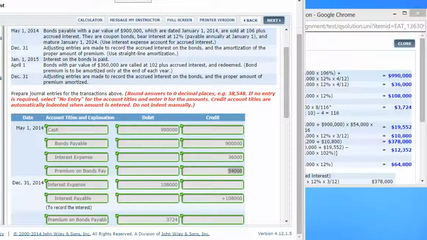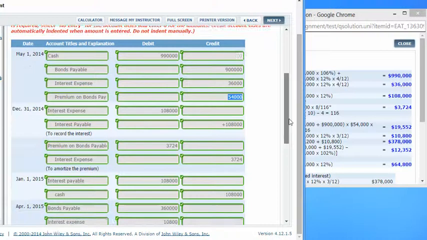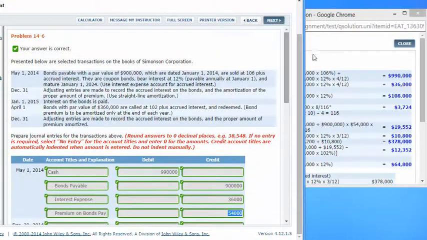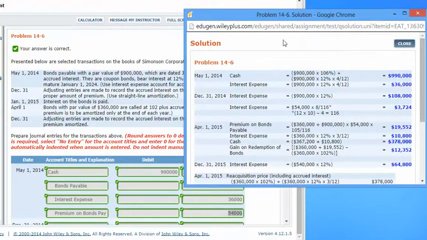Given the fact that we were not able to go through problem 14.6 in the classroom, what I thought I would do is put together a short video that describes the problem and goes through several of the issues that we need to contend with. So what you'll see on the left side of the screen is all of the transactions. What you see over here is the solution.